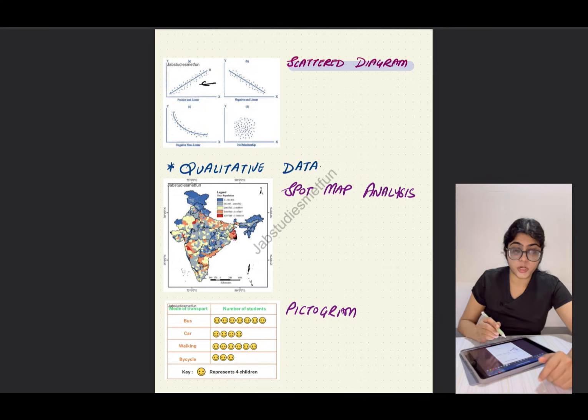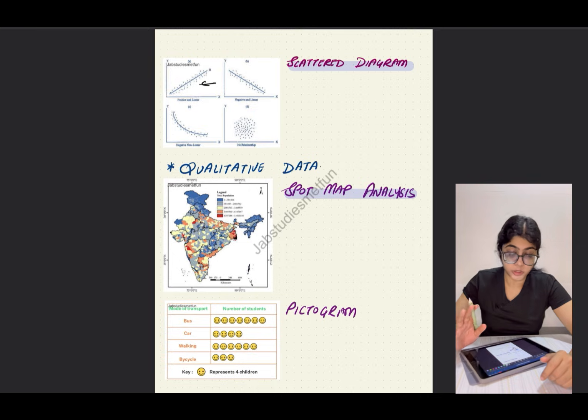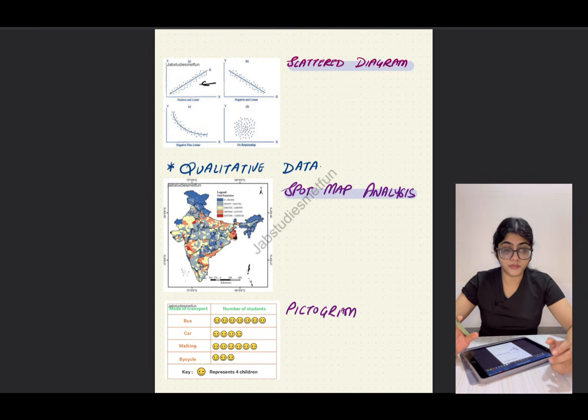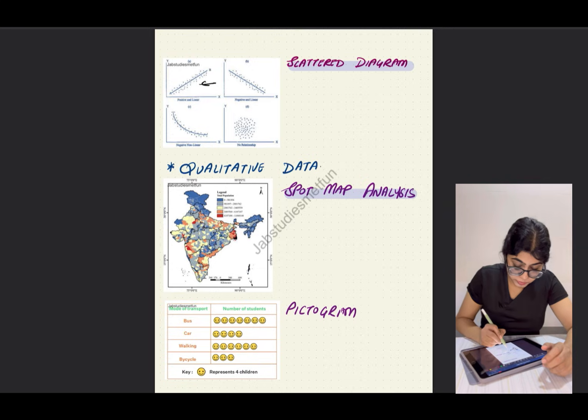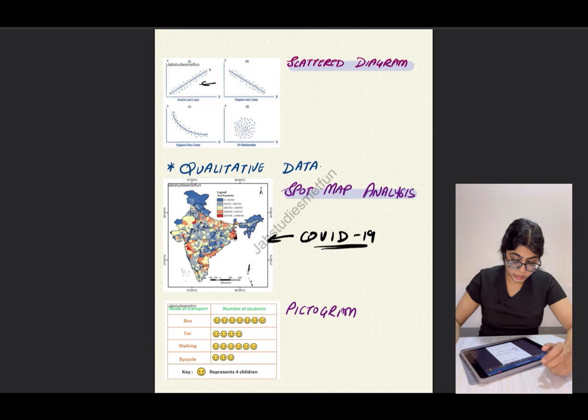What we have next is qualitative data. In qualitative data, the first one here is spot map analysis. Spot map analysis is basically spotting on the map where different values will be represented in different kinds of colors. For example, this map over here represents COVID-19 cases in India. The next one we have is pictogram, which is pretty redundant if you look at it from the perspective of community medicine. But the thing is, it's important to know what kind of data it represents. So it represents a qualitative data.